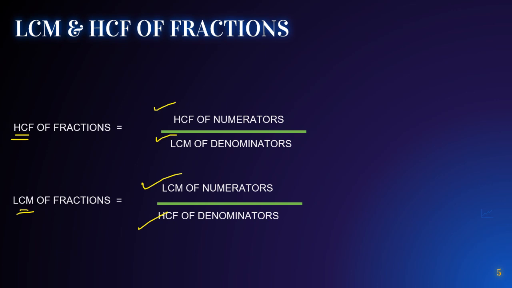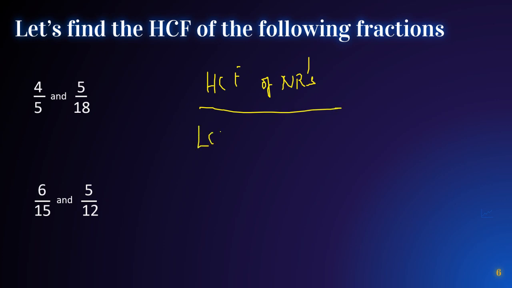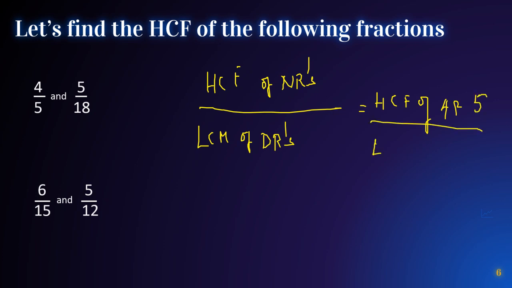Let us solve some questions based on this. Let's find the HCF of the following fractions. As we know, HCF of fractions is HCF of numerators, I'll just write NR for numerators, by LCM of denominators. Let us just apply the same thing. Now this will be HCF of the numerators of 4 by 5 and 5 by 18, which are 4 and 5, and LCM of the denominators, which are 5 and 18. This way we can easily solve.